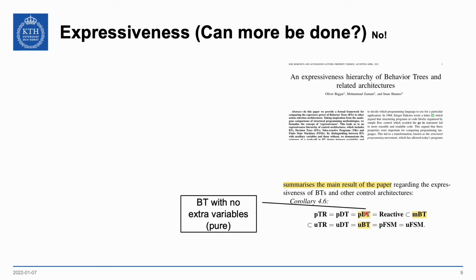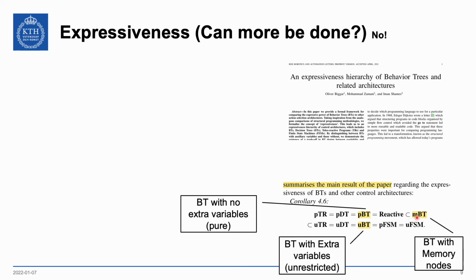So that is actually less expressive than the MBT, which is the memory node BT, which in turn is less expressive than the UBT, the unrestricted BT with extra variables with a blackboard. So the previous slide was to argue that it actually makes sense to have extra variables. And if you agree that this makes sense, there's no benefit from an expressiveness point of view to use memory nodes, because only memory nodes is less expressive than the unrestricted BT.